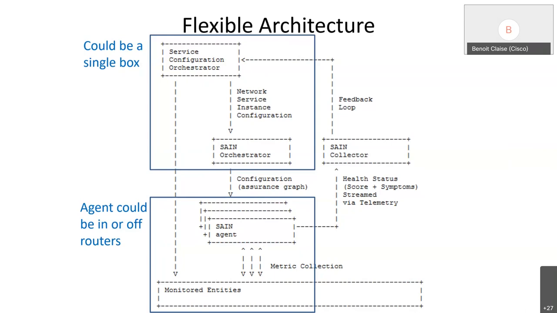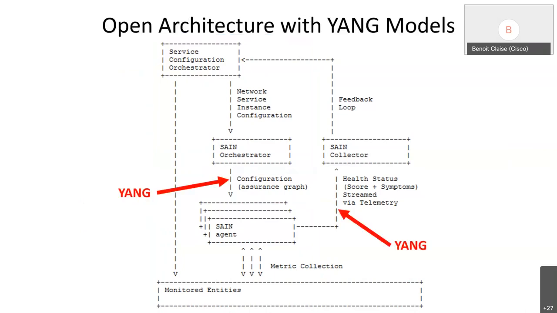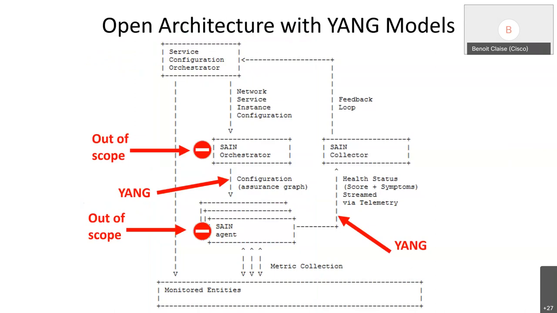The point in the next slide is that what we want to do is have this open architecture monitor. Sorry, we want to specify the interfaces. So this is where we've got the arrows with Yang, and they want to be open, so they are there with a Yang module. However, what we don't want to do is standardize an orchestrator or an agent. Basically, this is software, right? It would be like forcing a specification of an implementation. It's way better to have the APIs.